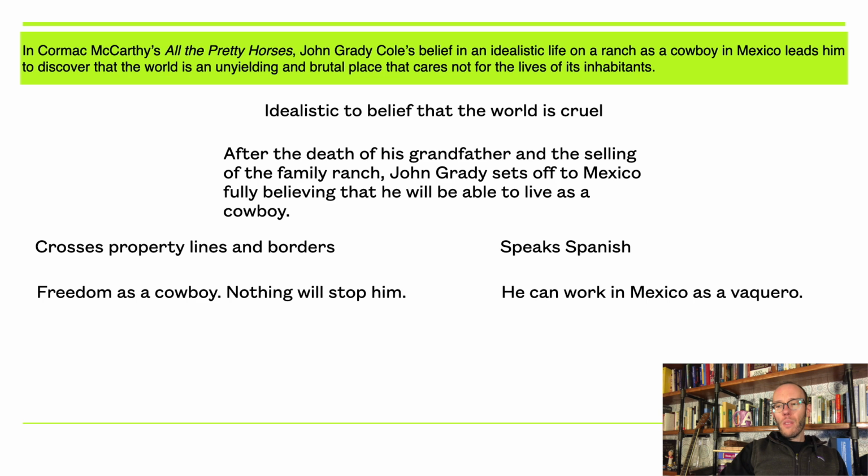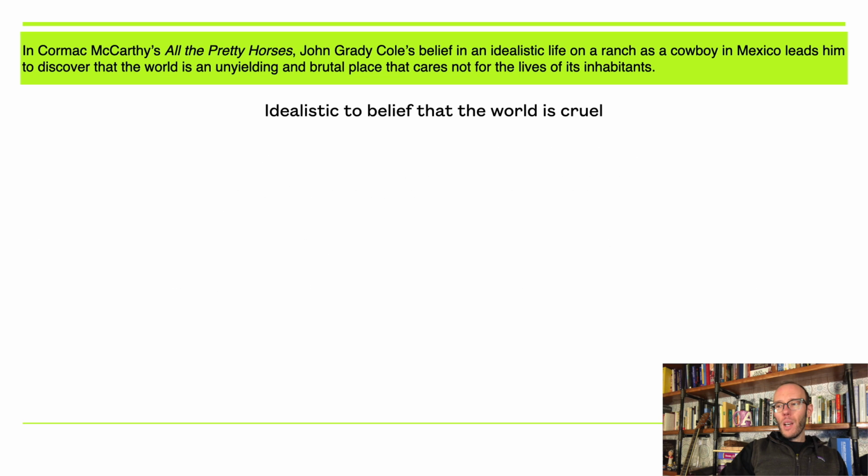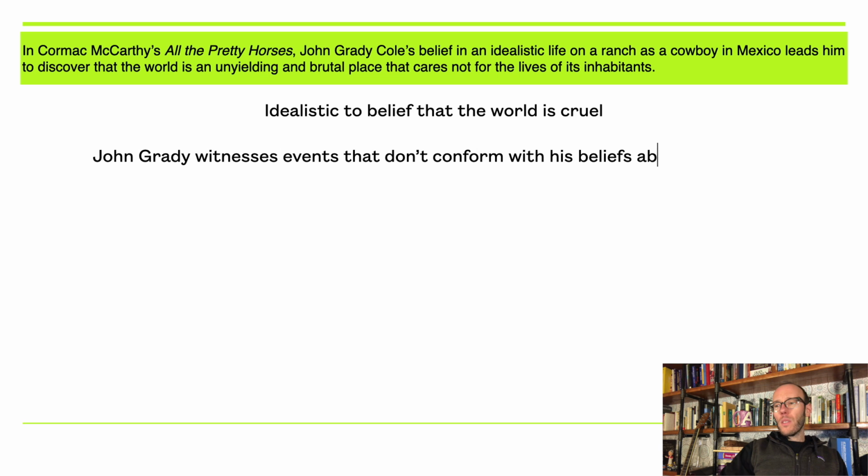And that again supports the topic sentence here, and goes back to his idealism. But of course, we know that it doesn't always work out that well. All right, so my next body paragraph, and again, I'm only doing 2 for the sake of time here. The topic sentence here is that John Grady witnesses events that don't conform with his beliefs about the world.